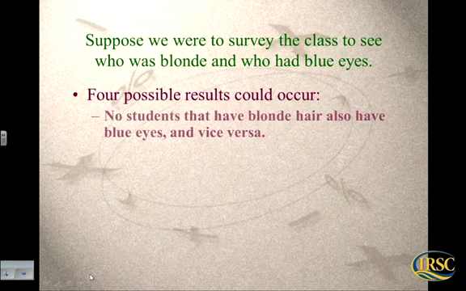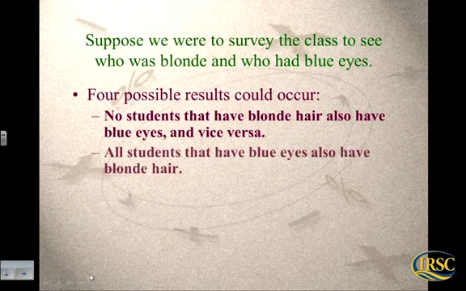The first thing is that no students that have blonde hair also have blue eyes and vice versa. So in other words, if I ask everybody with blonde hair to stand up and they go to the left side of the room, and then I ask everybody with blue eyes to go to the right side of the room, there wouldn't be anybody stuck in the middle. It would be 2 completely different groups of people. Okay, none of them have both of them.